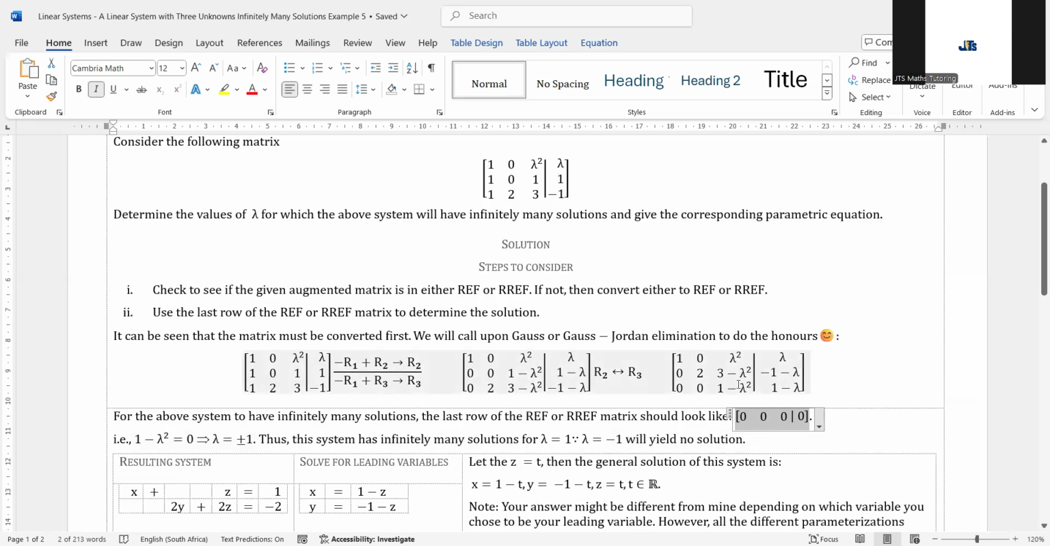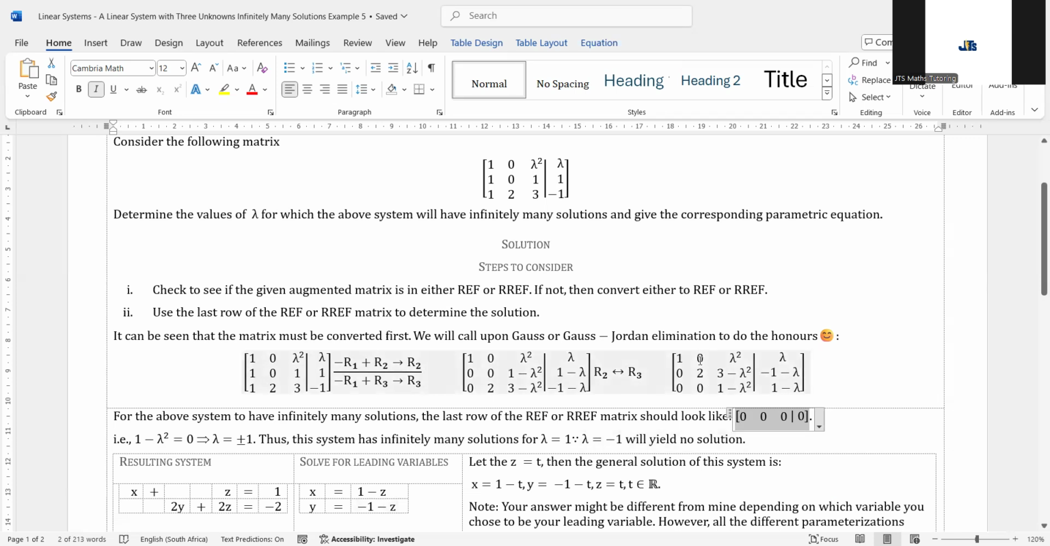Plugging in 1 here, you're going to get a 0 right here, and another 0 here. So that's exactly what we are looking for. What if we plug in lambda equals minus 1? You're going to get a 0 here, and here 1 minus minus 1, which is going to be a 2, which is actually going to make the system have no solution. So for this system to have infinitely many solutions, lambda must be equal to 1.